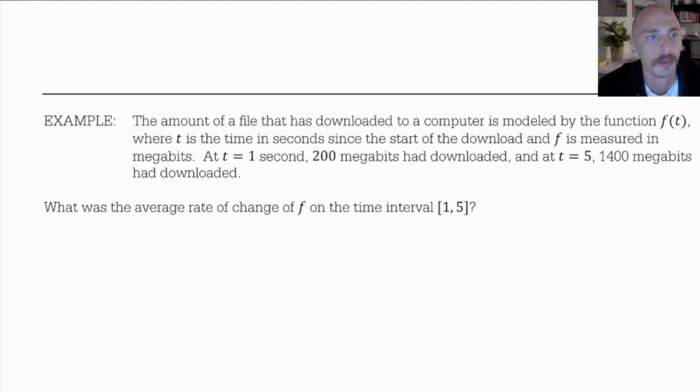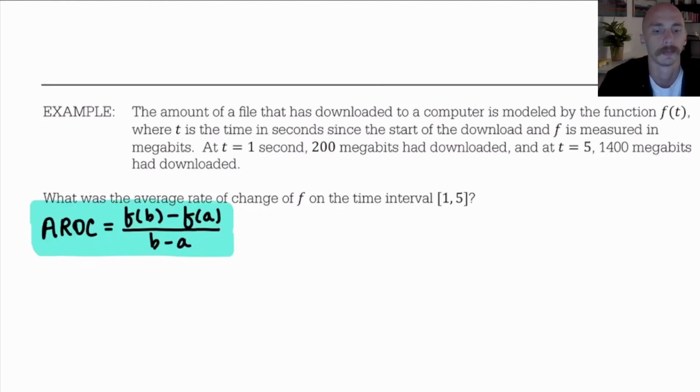All right, next situation. We've got a file that's downloading to a computer, and the amount that has downloaded already is modeled by the function f of t, where t is the time in seconds since the start of the download, and f is measured in megabits. At t equals 1 second, 200 megabits had downloaded, and at t equals 5 seconds, 1,400 megabits had downloaded. It's going to ask us, what's the average rate of change of f on the time interval 1 to 5? All right, so we're going to bring in our formula.